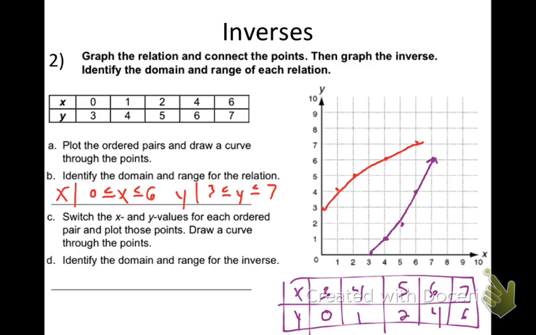What's the domain of the inverse going to be, Jack? 3 is less than or equal to x, which is less than or equal to 7. Nice job. And what's my range going to be then, Jack? 0 is less than or equal to y, which is less than or equal to 6. Nice job. Because again, domain and range are just flipped. Good work. So that's inverses. Again, main thing about inverses is you're going to switch what two letters? X and Y.